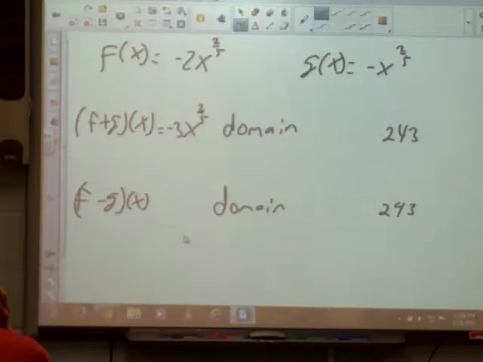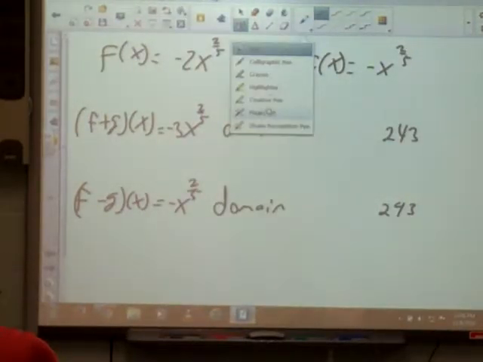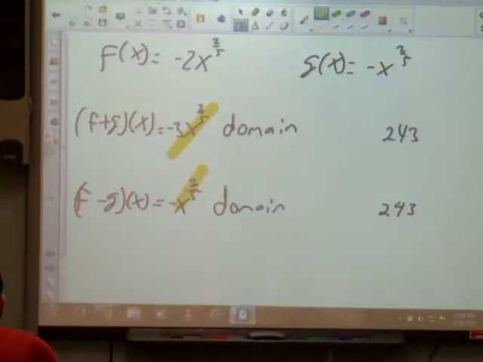Okay, now down here I subtract them. Negative 2 minus negative 1. That's negative 1. And then my powers stay the same. So there's answers 1 and 2.